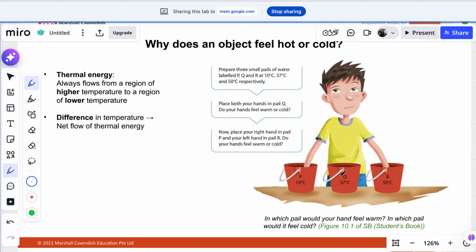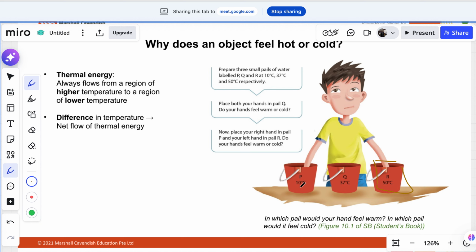However, the next thing is to place one hand in the bucket at 10 degrees Celsius, and the other in the one at 50 degrees Celsius. Now one will feel hot, one will feel cold. The one in R will feel hot because the temperature of this water is greater than the temperature of our body. So there's a net flow of heat energy from this bucket to our body. There's thermal transfer from this bucket to our body, because the temperature here is higher than the temperature of our body.